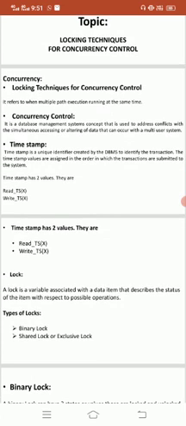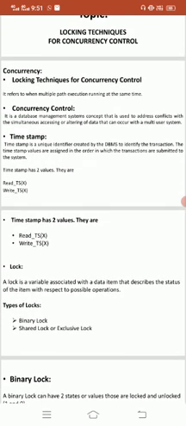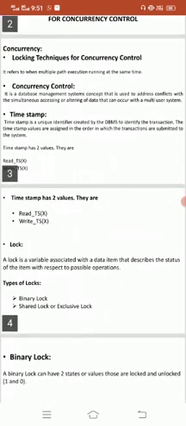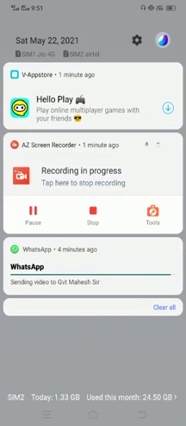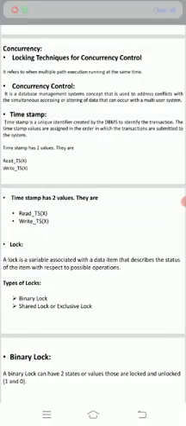Actually, timestamp has two values. One is called read and the second one is called write. So that is called timestamping.